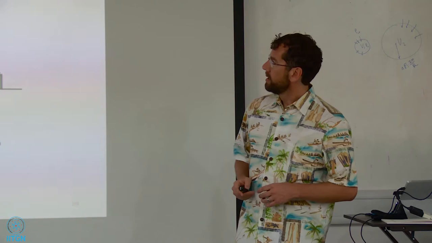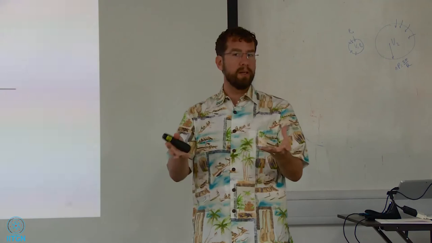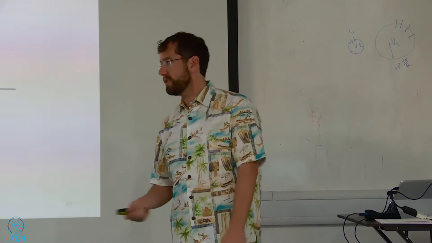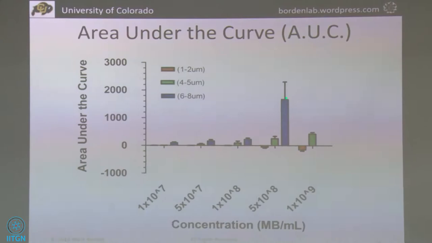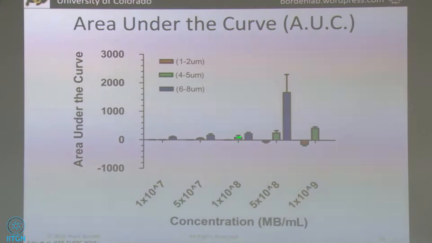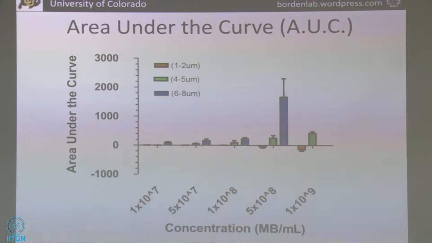You can also look at that time intensity curve and integrate the area under the curve to get a sense of the total dose of, in this case, ultrasound contrast. That's called the area under the curve. Again, we're plotting it versus microbubble concentration from 10⁷ to 10⁹. For all the agents, you're getting an increase in the area under the curve, except for the small ones, because they have a negative contrast, so you're seeing less area under the curve.